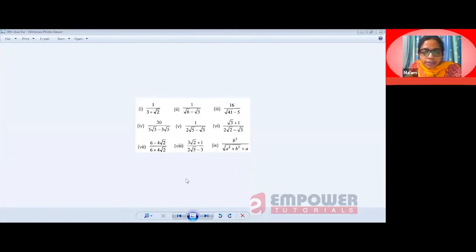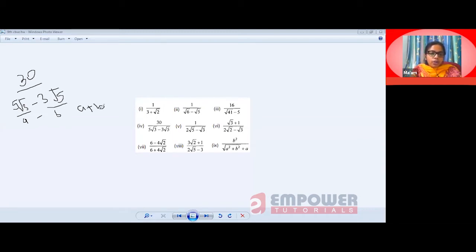Okay, so you have doubt with which one? Fourth one. So here you have 30 upon 5 root 3 minus 3 root 5. What you have to do is consider this as A minus B. So this is A minus B, so the conjugate pair of this must be A plus B.